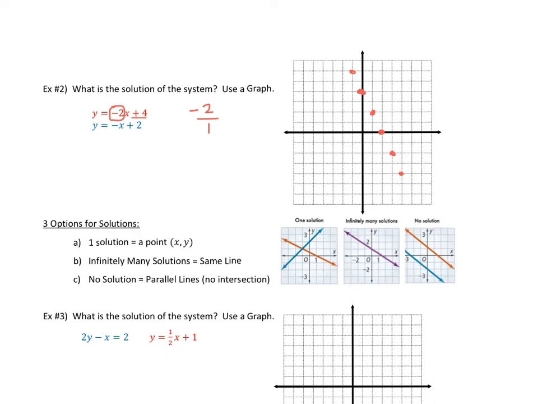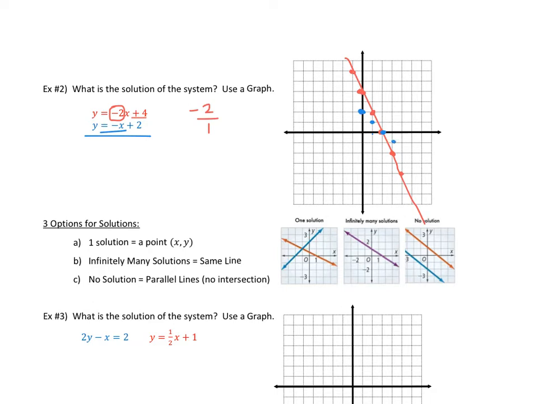My ruler doesn't like to lay out real nice, so we'll see if it stays put. Ooh, not a great line. My blue line then, so this one, we have a y-intercept of 2. Okay, so that's going to go there. And then our slope is -1. So down 1 over 1, down 1 over 1, down 1 over 1.